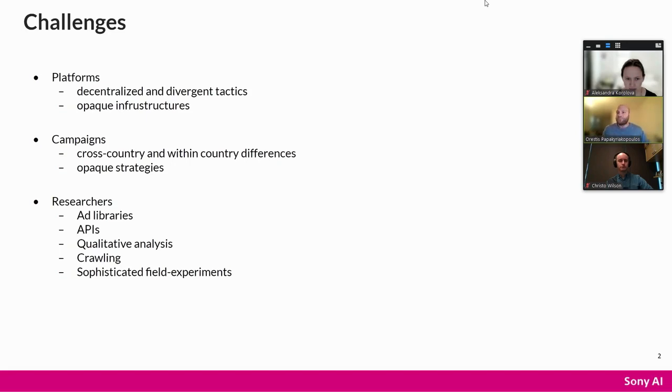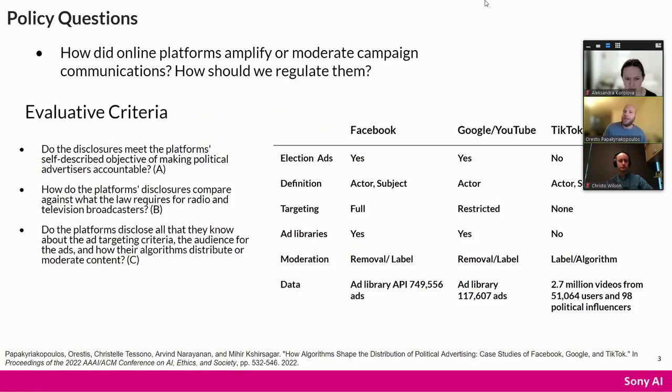So our research that we did at CITP and was published last year focused on this: we need policy changes so researchers and the public in general can have more access on what's going on, both about platform decisions and campaign decisions. And we said, okay, what do platforms give? They give us these ad libraries. So let's take them seriously, see their gaps, enumerate them, and based on them, make concrete policy recommendations so we can potentially generate real-world change, hopefully. So what we did is we focused on the 2020 elections in the US, and we tried to see how did online platforms amplify or moderate campaign communications?